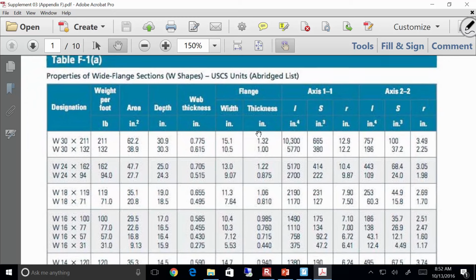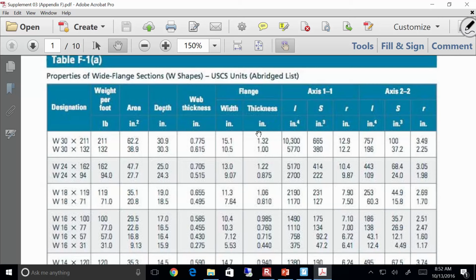So the section is 30.9 inches deep. That's from the tippy-tippy top to the way bottom. The web thickness would be 0.775 inches thick. That's how thick that web is. The flange is 15.1 inches wide, and it's 1.32 inches thick. Make sense?